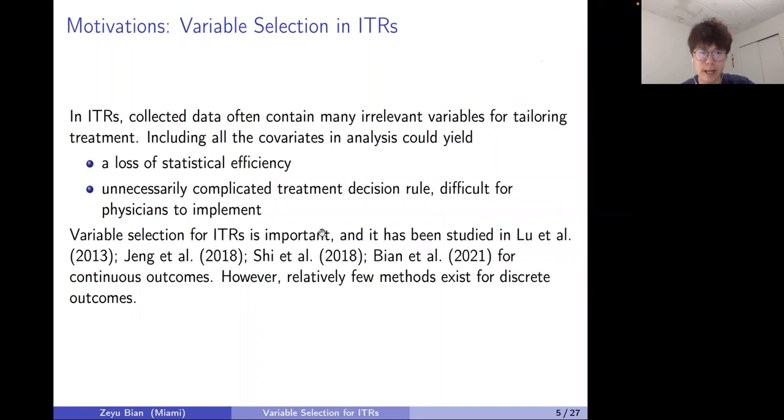So variable selection for ITRs is very important, and it has been studied in several works focused on the continuous outcome case. However, relatively few methods exist for discrete outcomes.